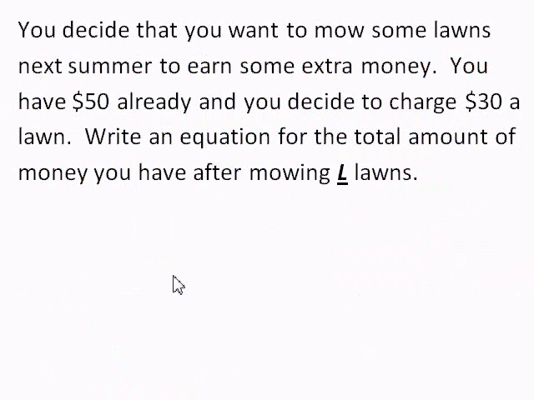Now what we're going to do is write the equation of a line that fits a problem situation. You decide that you want to mow some lawns next summer to earn some extra money. You have $50 already, and you're deciding to charge $30 a lawn. Write an equation for the total amount of money you have after mowing lawns.